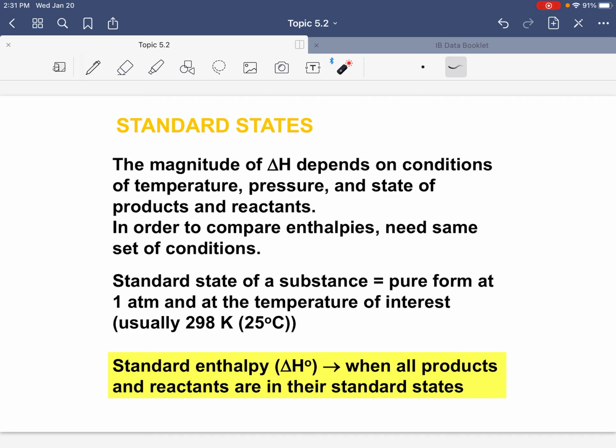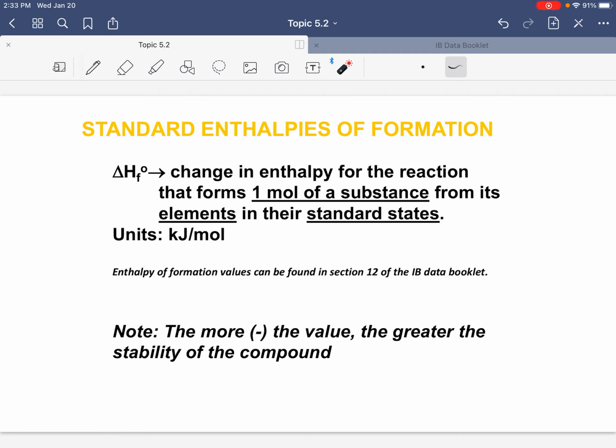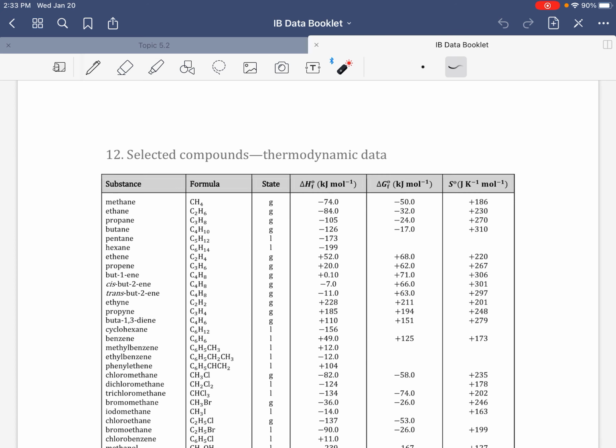Now we'll see how we're going to be using this in a sec, but that is just to give you a definition of what these things are all about. I have a little note right here that the more negative the value, meaning the more exothermic the value, the greater the stability of the compound, because nature favors exothermic rather than endothermic. Now, you'll notice that there are some elements that are not on this page.